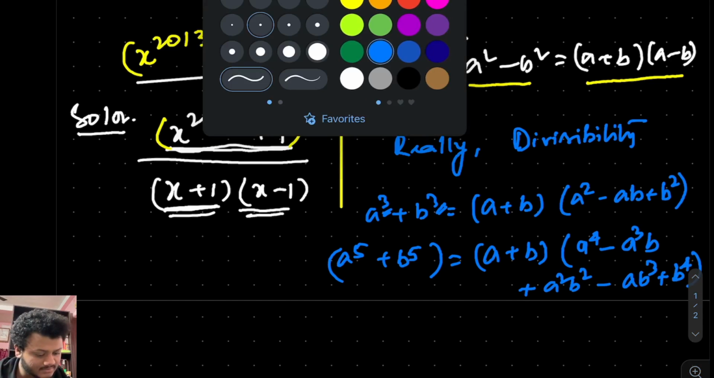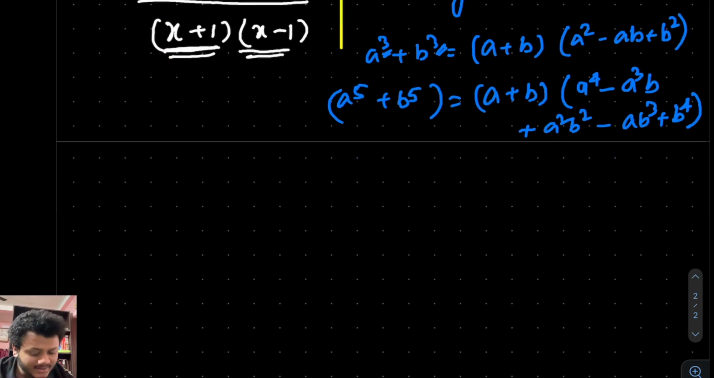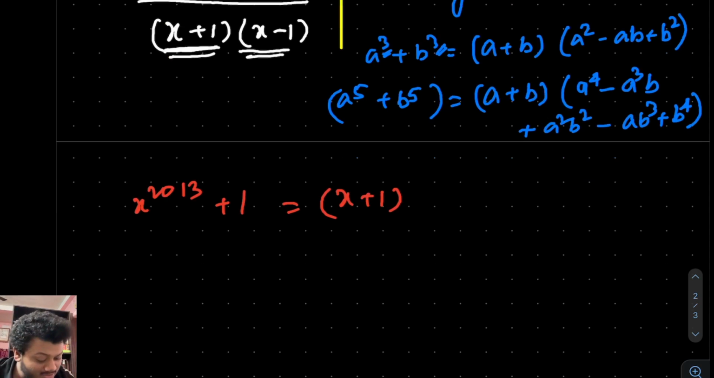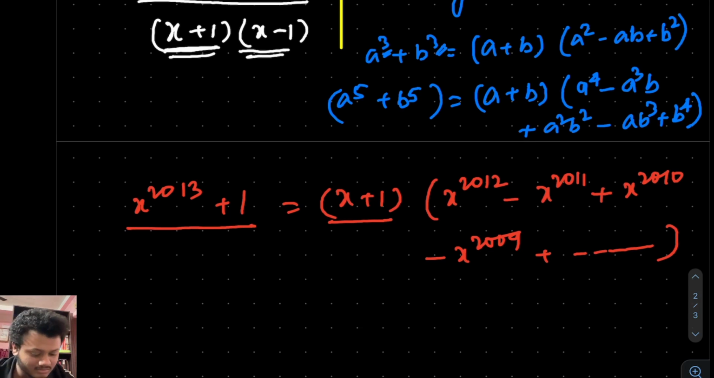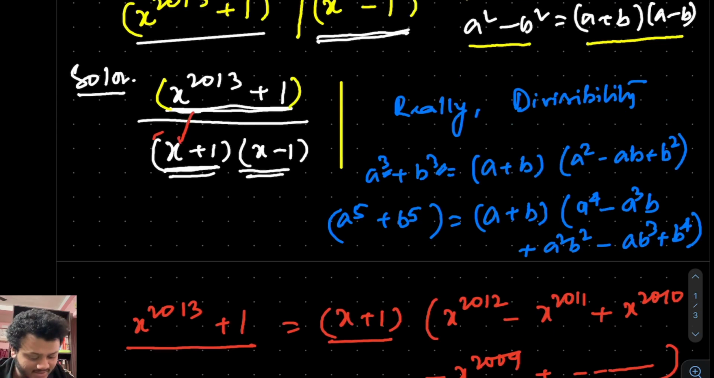We have already read this. So in the same manner, x to the power 2013 plus 1 can also be written. This will be x plus 1 into x to the power 2012 minus x to the power 2011 plus x to the power 2010 minus x to the power 2009, in this way. So you see that x to the power 2013 plus 1 contains a term that is this. So when this is divided by this, the remainder will be what? 0.